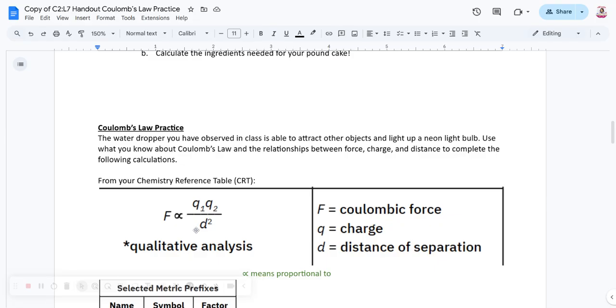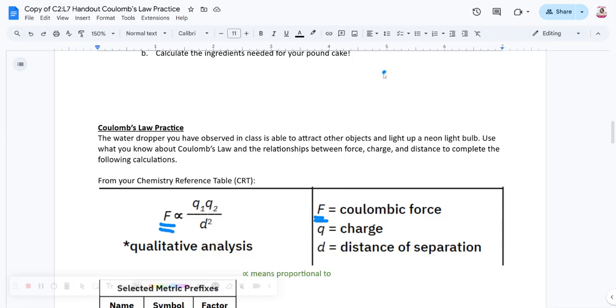So this expression is called Coulomb's Law. Notice you have definitions on the right. This is coming from your chemistry reference table. Let's go ahead and break this down into its parts so we can confirm our information and feel a little bit confident about it. F right here is our force, right? It's how strong or weak our attraction or repulsion is. So how much do two objects want to either repel each other or attract each other?